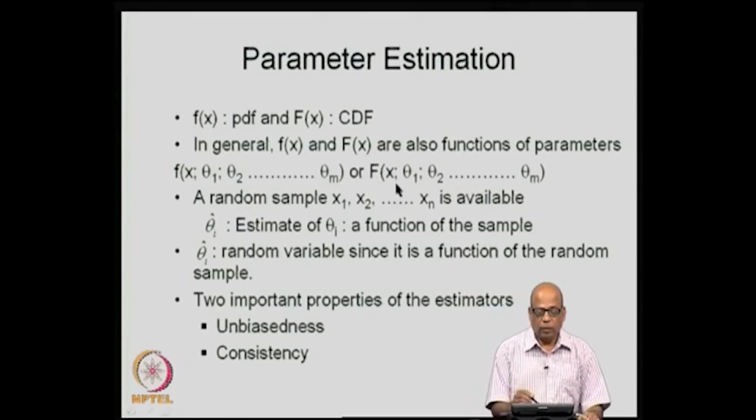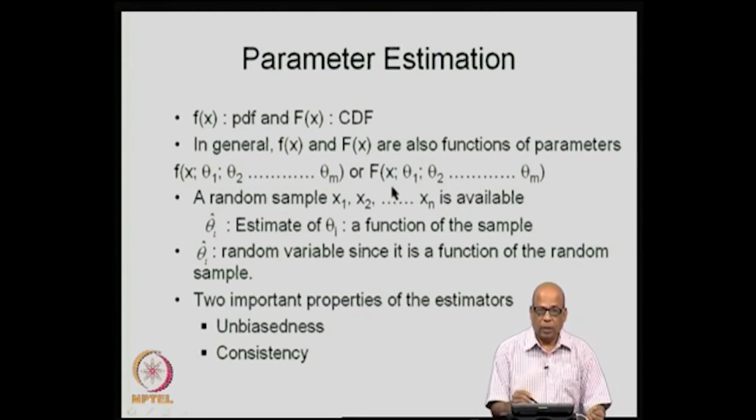Now, we want to estimate these parameters theta 1, theta 2, etcetera, theta m from an available sample x 1, x 2, etcetera, x n. So, this is an observed sample. From the sample, we should be able to estimate the parameters theta 1, theta 2, etcetera, theta m. The estimates of the set of parameters are in fact a function of the sample itself, because you are estimating.